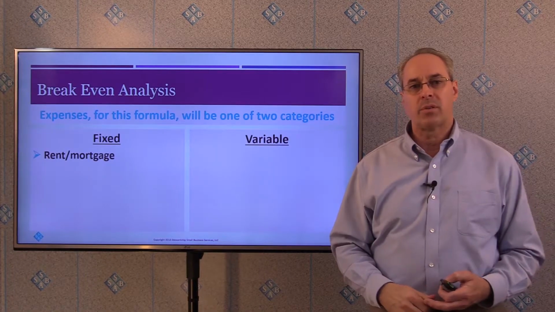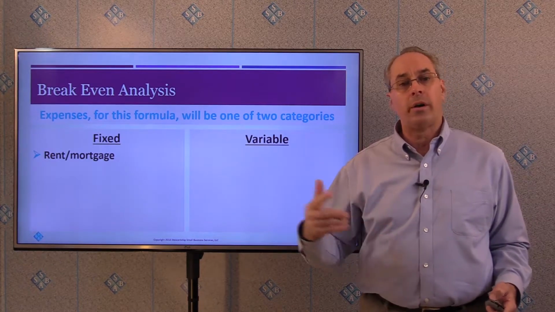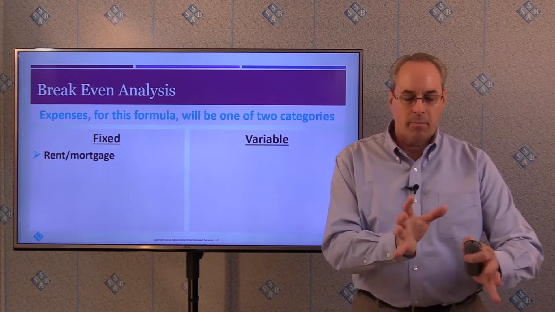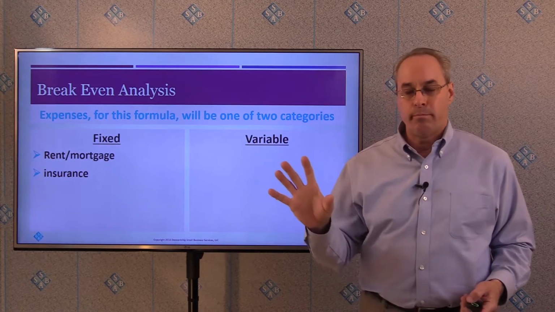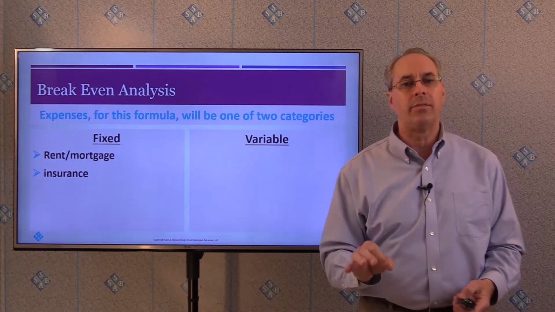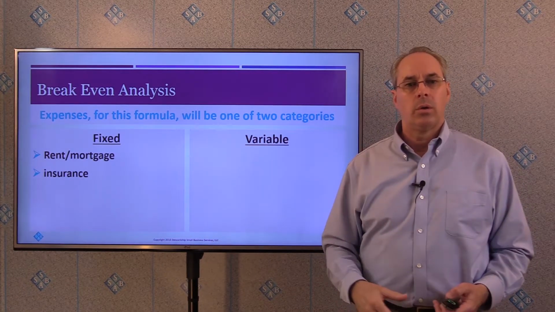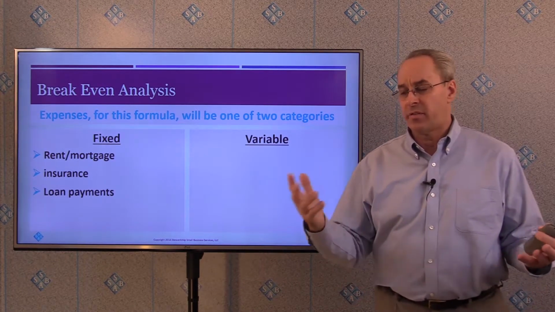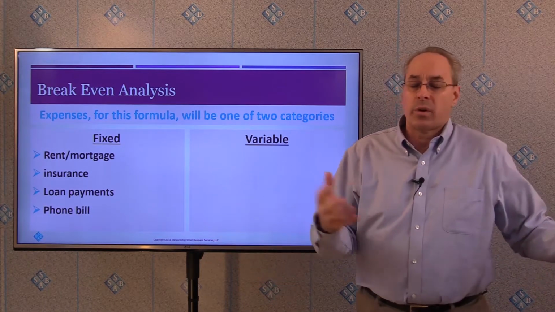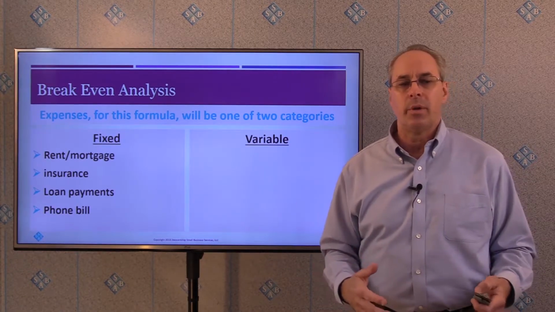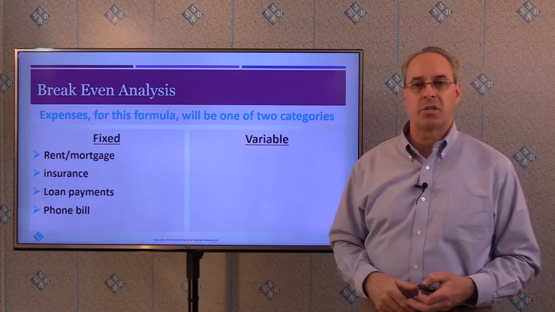Some examples of fixed expenses are rent or mortgage. If you've got a mortgage or rent, it doesn't matter whether you sell 1 or 1,000,000 that month, the rent or mortgage amount is fixed. So it stays the same regardless of volume. Many of your insurances, not all of them, but many will be fixed and aren't tied to production. Loan payments of any kind, if you've got equipment or things like that, the loan payment is what the loan payment is. Your phone bill is what your phone bill is, presuming you're on a plan that is a fixed amount per month. So that's a little disclaimer there.